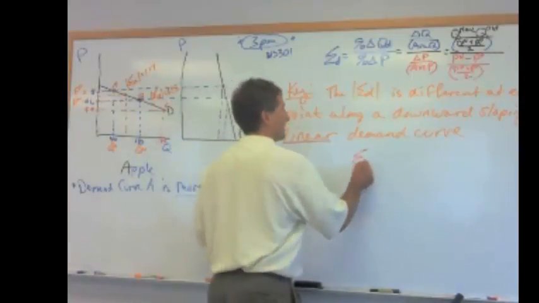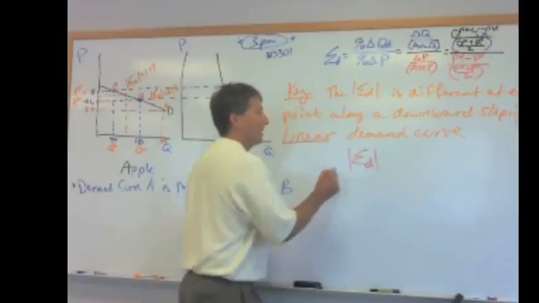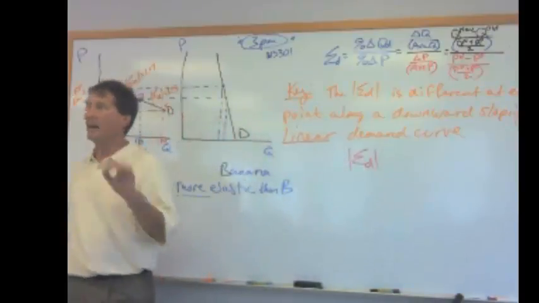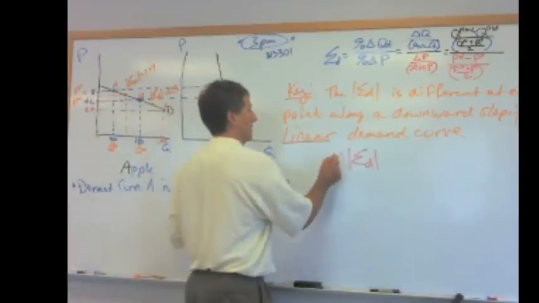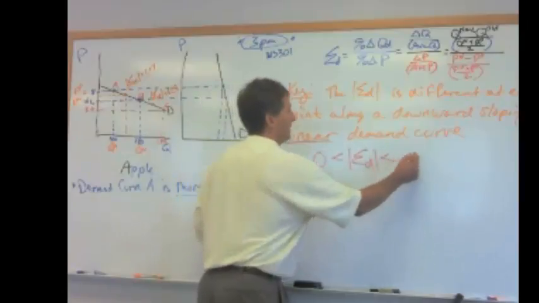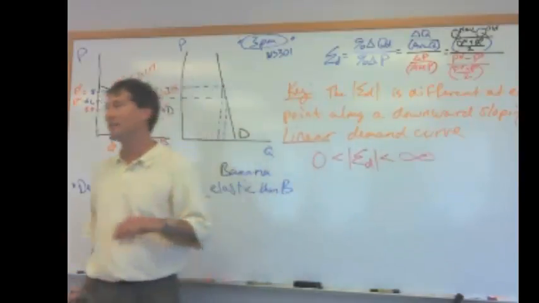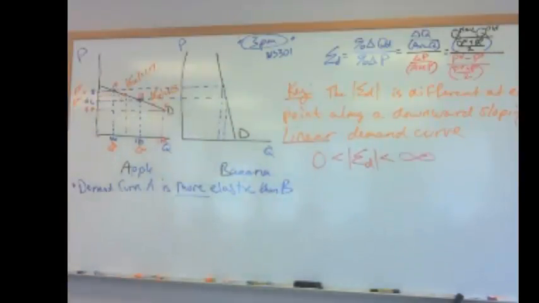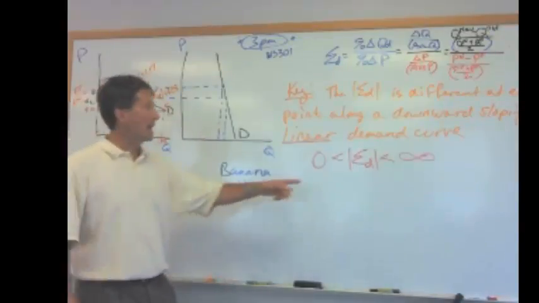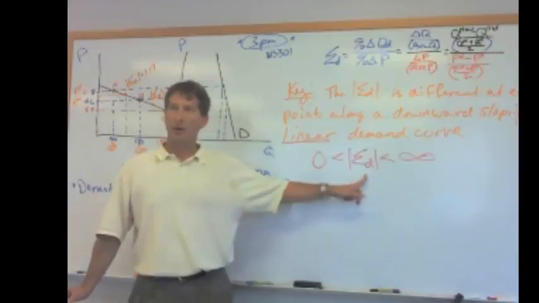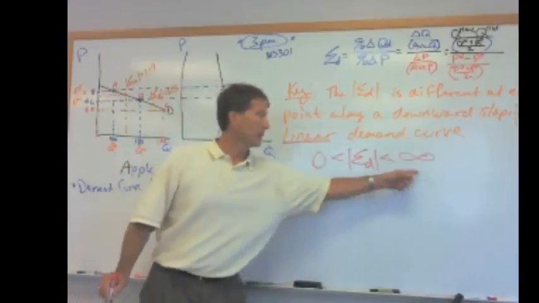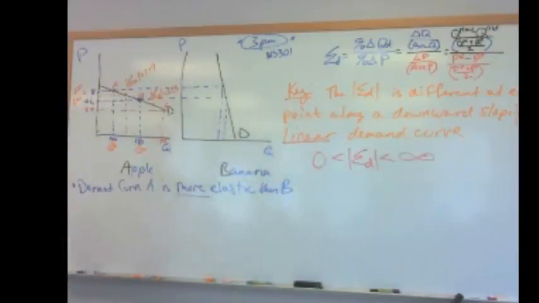The elasticity of demand in absolute value can take on a value that's greater than 0, but it has to be less than positive infinity. So the range of the elasticities in absolute value, don't forget the brackets, is between 0 and infinity.